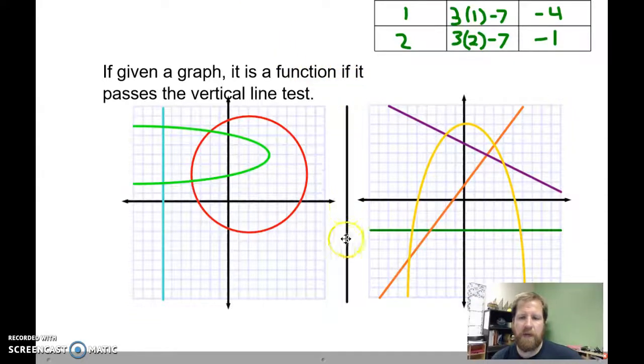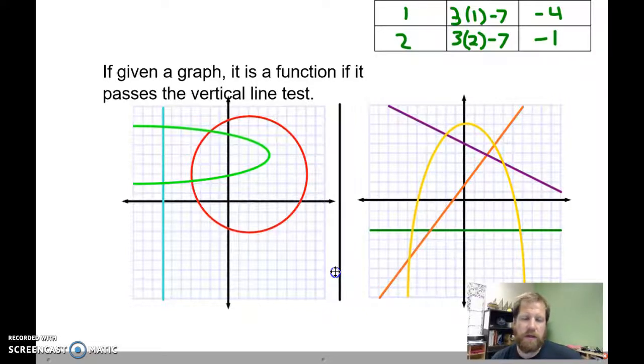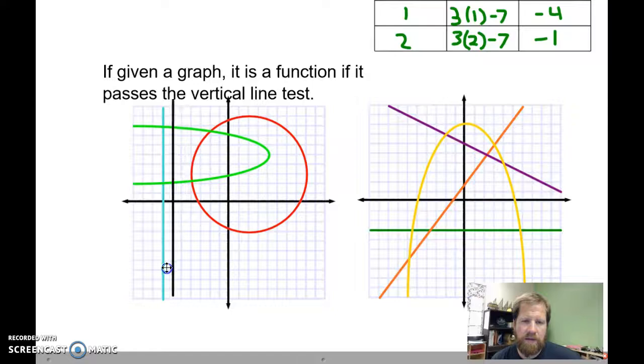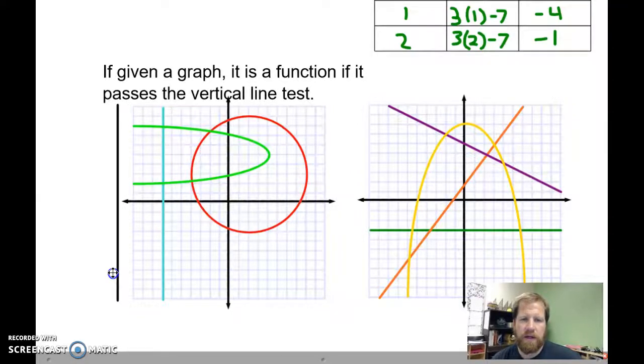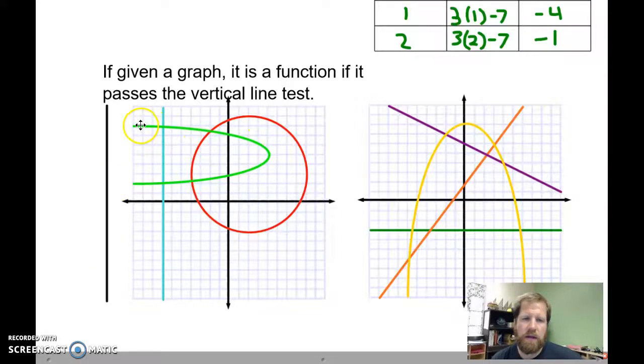If you're looking at a graph, you're going to just use a vertical line test. Which means, if you're looking at this in your book, you can grab a ruler or the side of your paper or just your hand and go left to right or right to left, and you're just going to see if your vertical line touches the graph in more than one place at a time. So we'll start with this green line. And already we can see that it does.